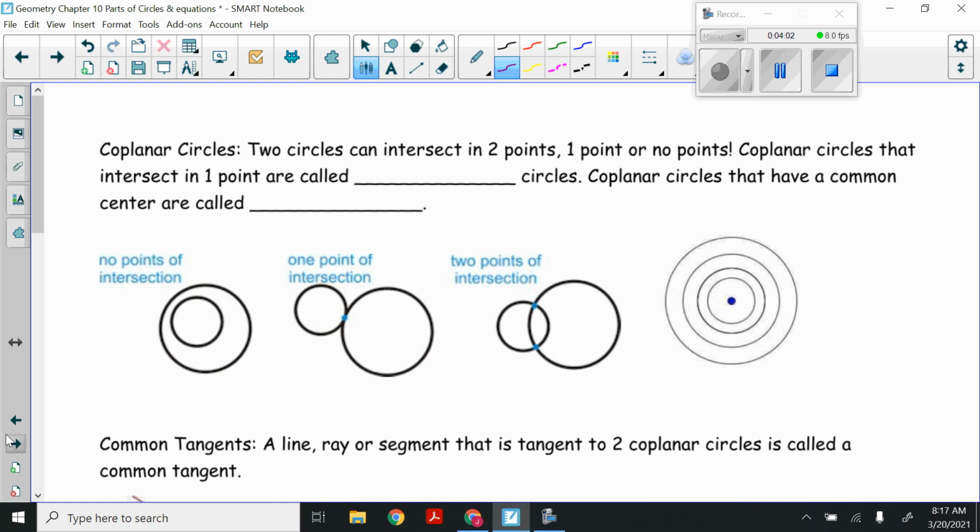And now we're going to talk about coplanar circles. So 2 circles can intersect in 2 points, 1 point, or in no points. Coplanar circles that intersect in 1 point are called tangent circles. Coplanar circles that have a common center are called concentric circles.